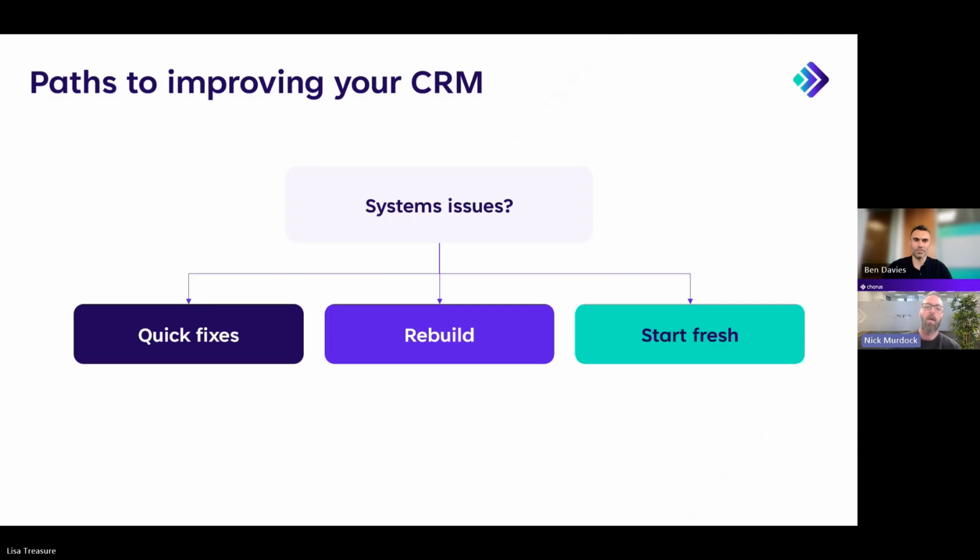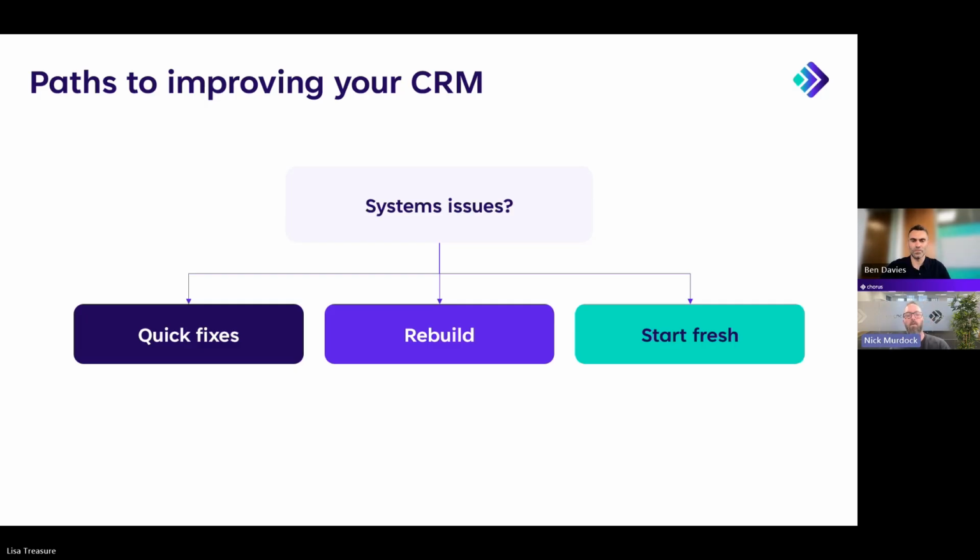Thanks, Lisa. Okay, so how can we improve? Well, there are three big headings when systems have issues. We've got quick fixes, we've got rebuilding elements, and then we've just got throw it in the bin and start again. And obviously those three carry with them different effort.